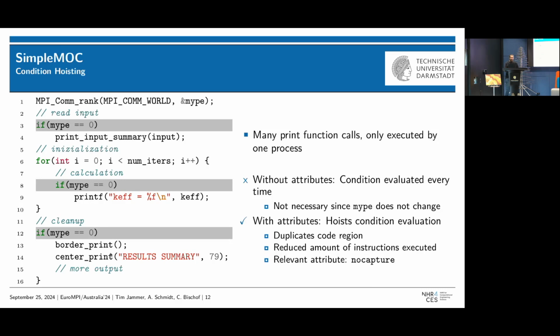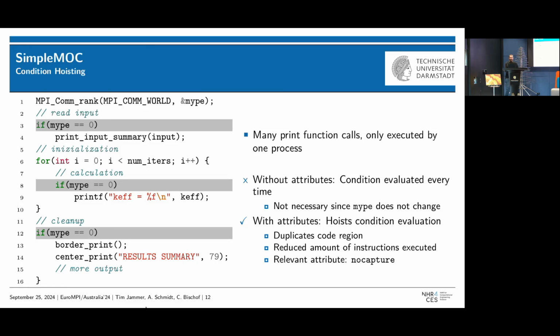If you tell the compiler, though, that we only set myPE, in this case the rank, once, and then the MPI library will not override the rank because the rank of the current process does not change, then the compiler sees, okay, if this conditional evaluates to true, the other conditionals will also evaluate to true. So you can perform some condition hoisting, meaning that you only evaluate the condition once, and then you jump into code with either all the print statements enabled for rank 0, or without all of those print statements for the other ranks.